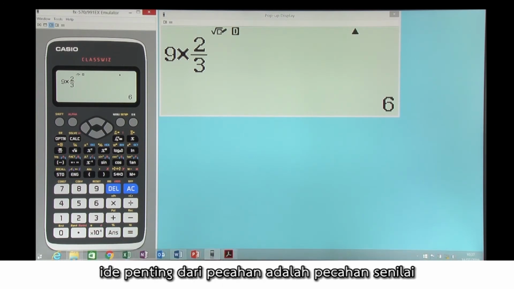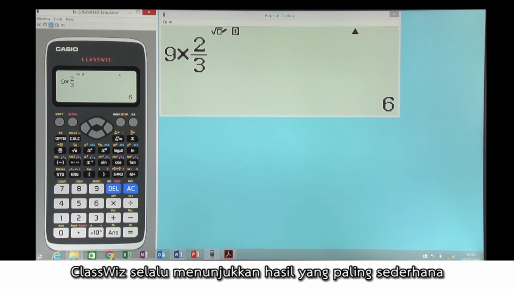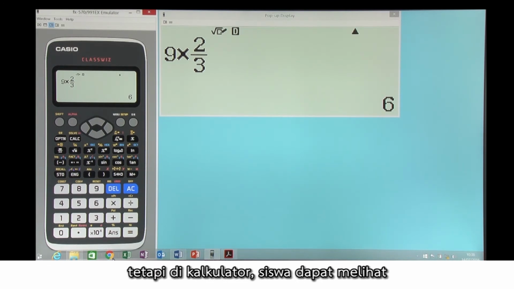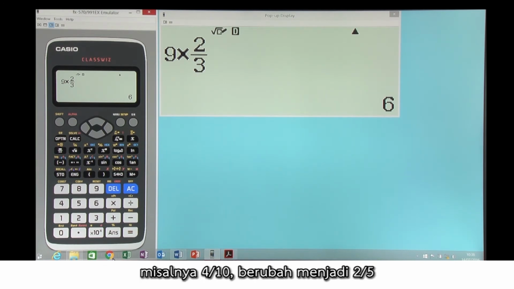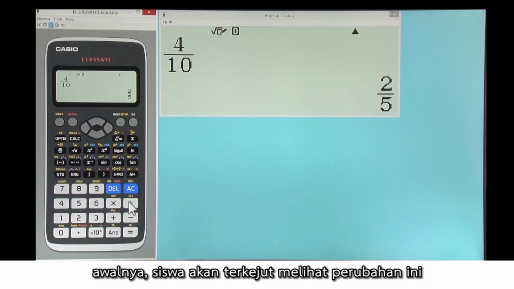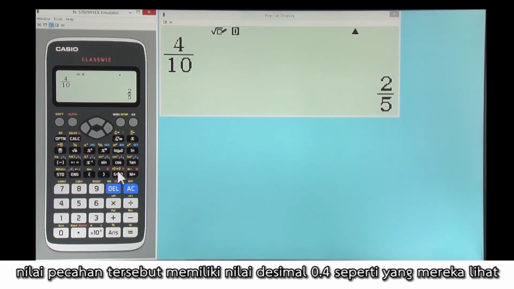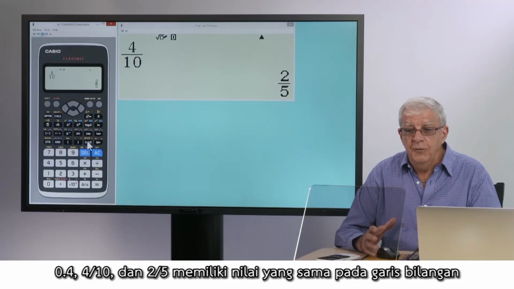A key idea of fractions is that of equivalent fractions, that the same number can be represented as a fraction in many equivalent ways. ClassWiz routinely shows the simplest version, but students can see with a calculator that there are many equivalent fractions for any fraction. So 4/10, for example, comes up as the fraction 2/5. Students will be surprised by this at first, but of course it's still the decimal 0.4, as they can see. 0.4 and 4/10 and 2/5 are all at the same place on the number line.